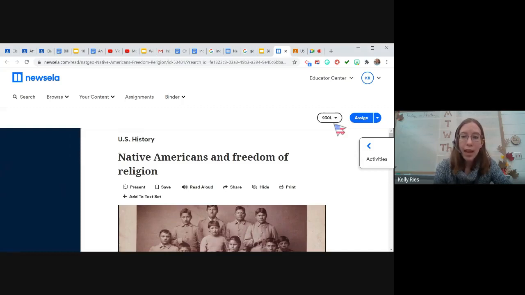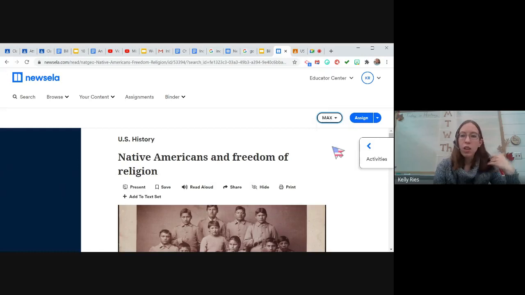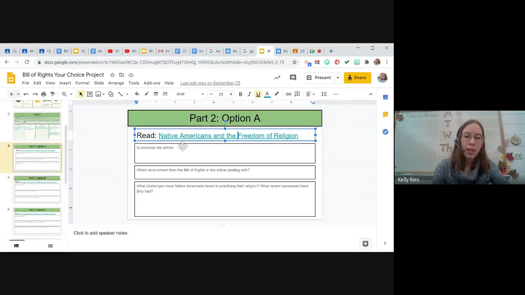Now, something that's nice about Newsela is you can change the Lexile reading number for it. This is automatically set to 930, but if you're a strong reader and you feel you can handle something more challenging, you can go higher to the maximum level or to the step above that. If instead you find the article far too challenging, you can drop down to a lower level and see if that helps. So you are going to read the article, and then answer the questions down below.